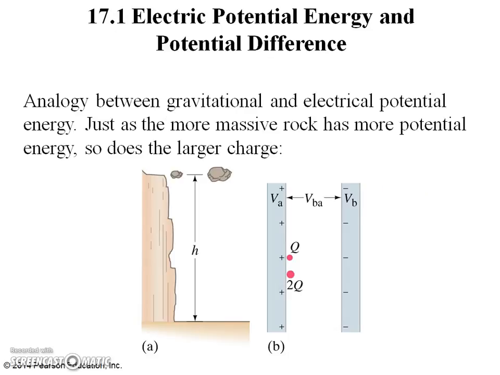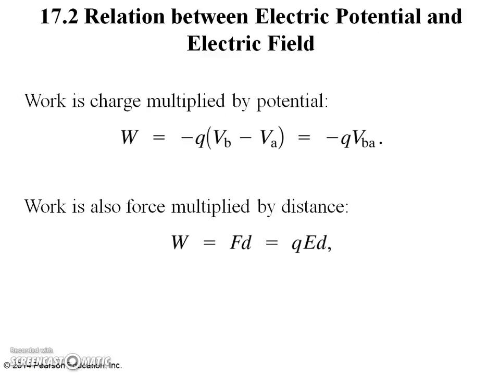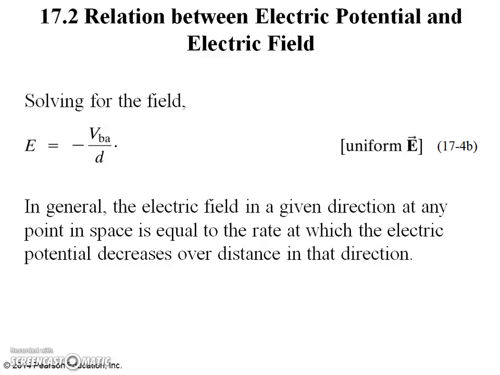The more massive the charged particle, the larger the potential energy. Just like with gravitational potential energy, the more massive the rock, the larger the potential energy will be. Here's the rearranged voltage equation to have work equal negative Q times voltage. Also, recall that work equals QEd. If we combine the two equations, we get an equation for electric field, which equals negative voltage divided by the distance between point A and point B.